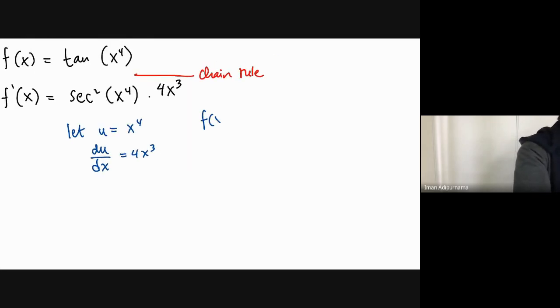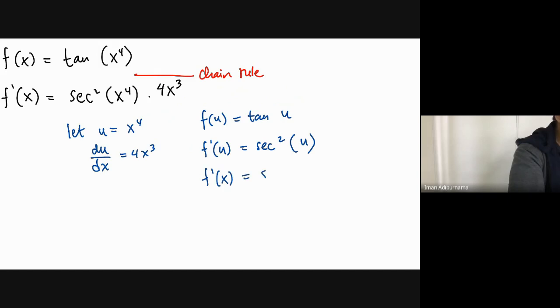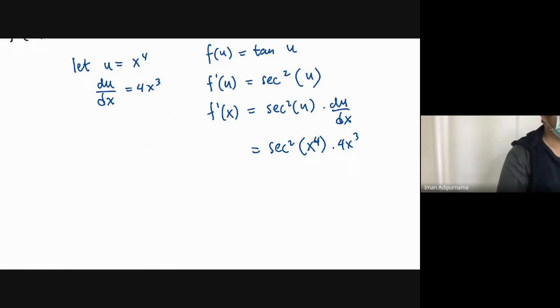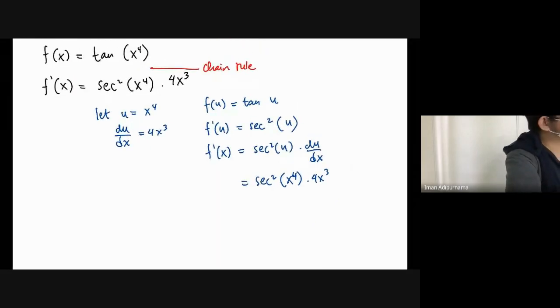And if we have f(x), let's say f(u) is tangent u, then f prime of u is secant squared of u, right? If you write it in x, we need to take this and then multiply by du/dx. And that's why we have x with power of 4, and then this will be 4x cubed.